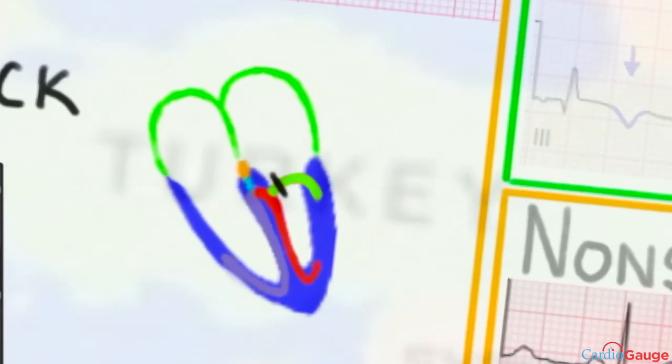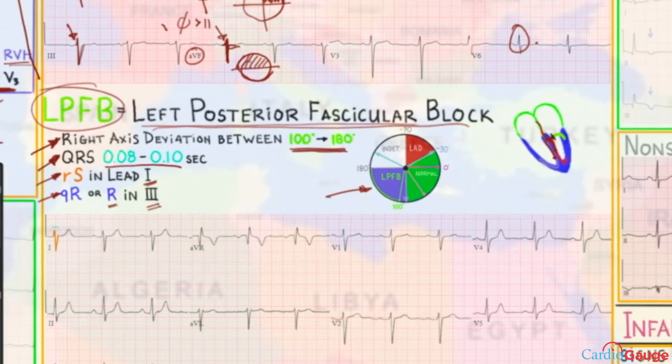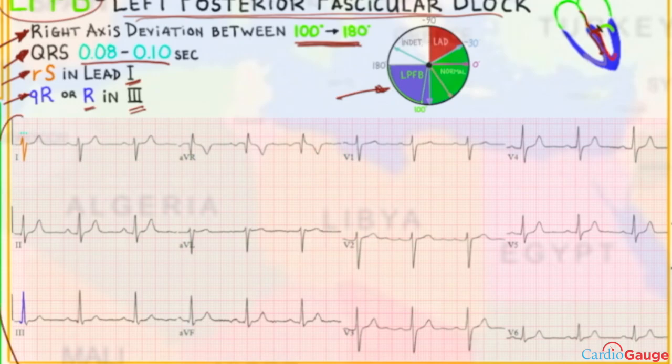Let's look at the schematic here. So conduction goes through the AV node, the His bundle, and gets blocked when it tries to go through the posterior fascicle. But it goes through the anterior fascicle and the right bundle. Let's do our example here.